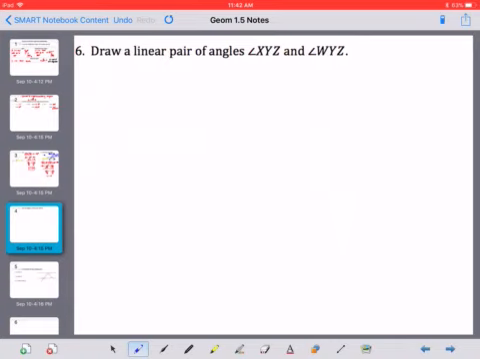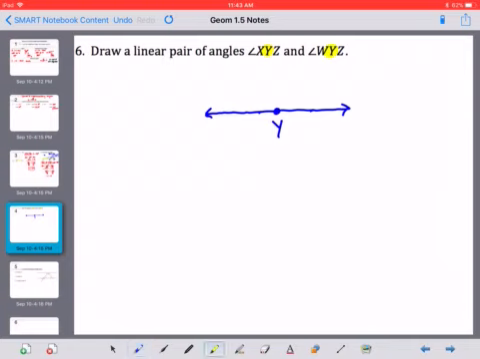All right, so we're going to do a little bit of drawing here in example 6. Draw a linear pair of angles, angle XYZ and angle WYZ. Well, I like to start with this. I notice that Y is in the middle. So when I make my linear pair, which remember, a linear pair makes a line, I know that Y is going to be in the middle.